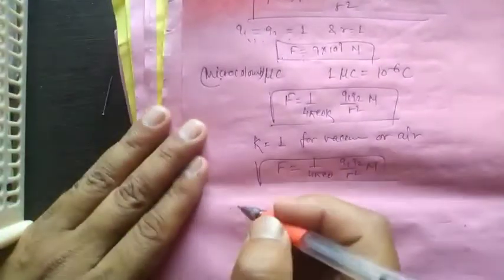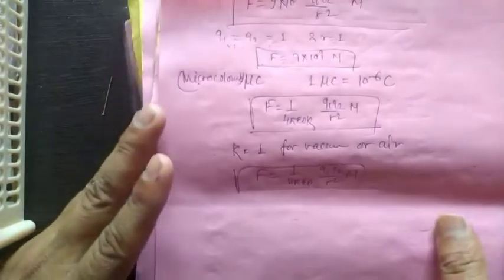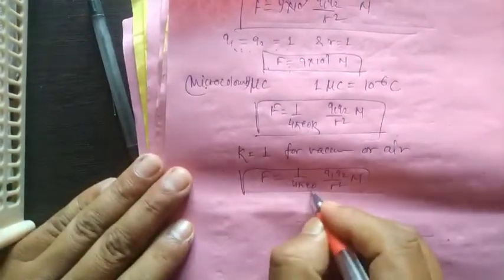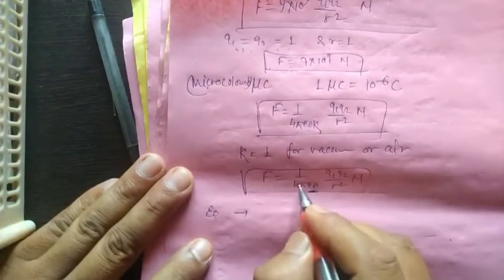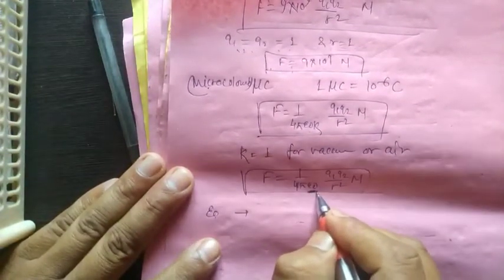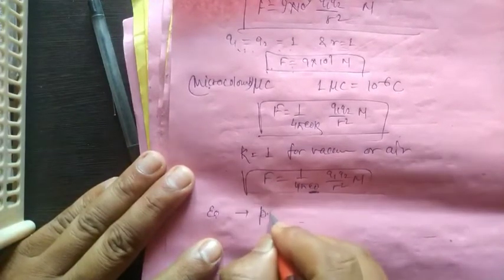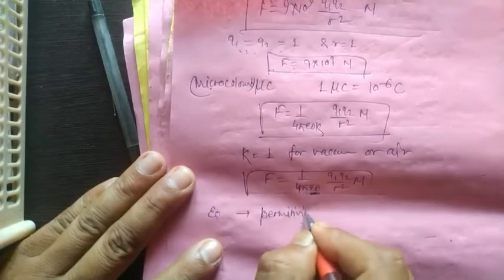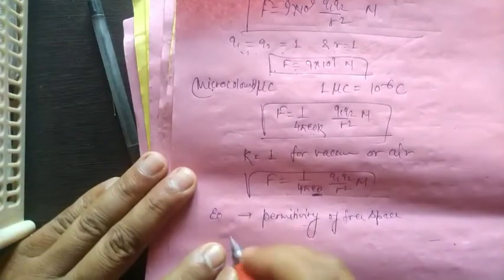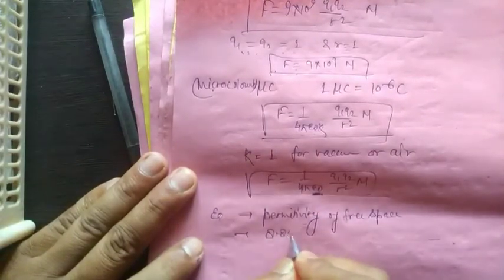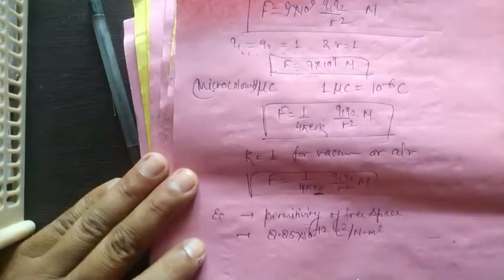And now I tell you about the epsilon naught. Epsilon naught is a new term. Its name is permittivity. It is the permittivity of free space. Its value is 8.85 into 10 the power minus 12 Coulomb square per Newton meter square.